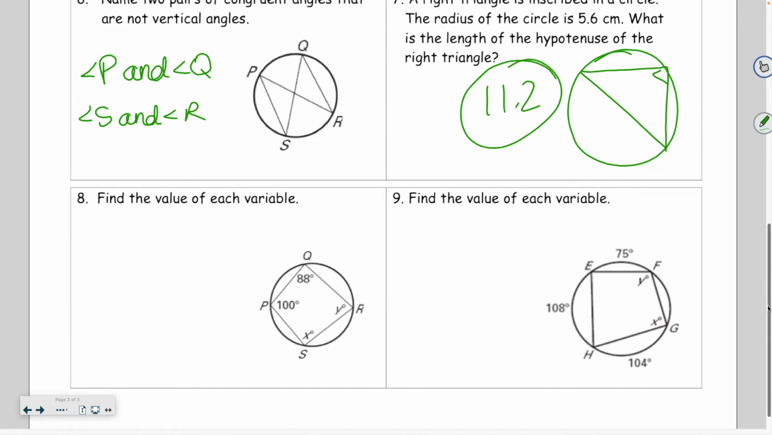All right, on these last 2, they're super easy right now. We just forget what to do when we get to our test. Just remember, anytime a quadrilateral is inscribed in a circle, opposite angles are supplementary. So to get y, you would do 180 minus 100, and to get x, you would do 180 minus 88, which is 92. Okay, take a minute and do number 9.